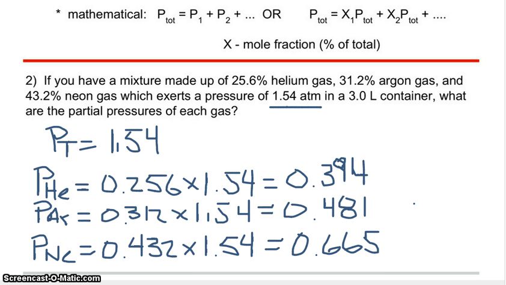You can double check and make sure your calculations are correct by just adding all of these together. And if you were to add all of those together, they should bring you right back to that total pressure of 1.54 atmospheres.